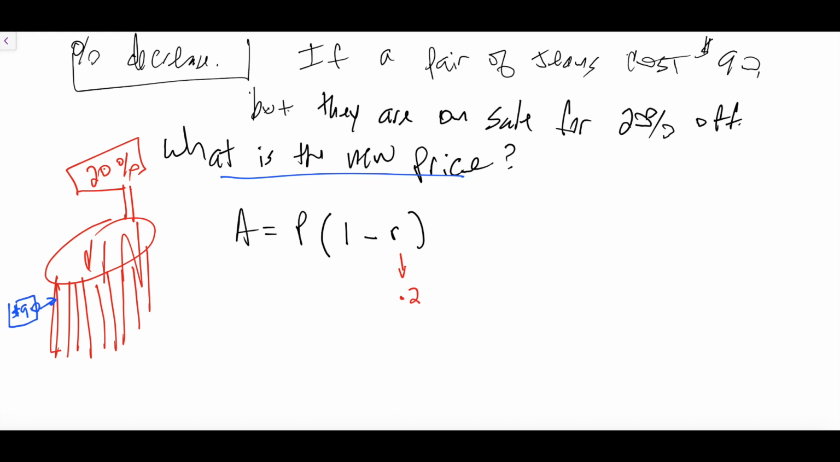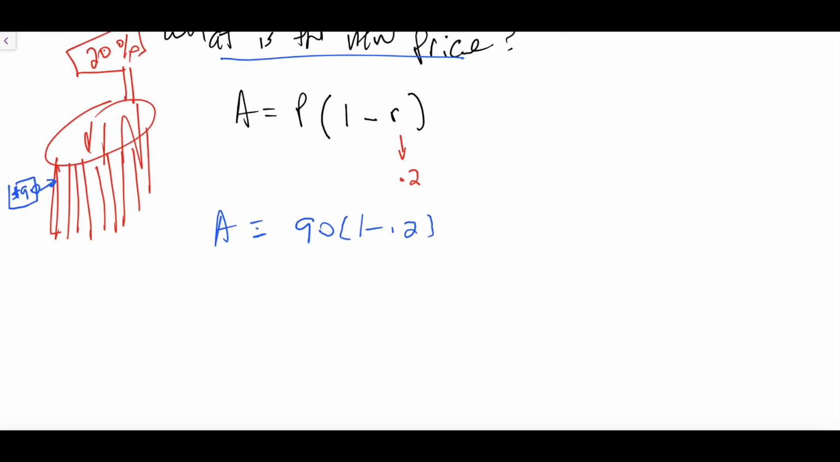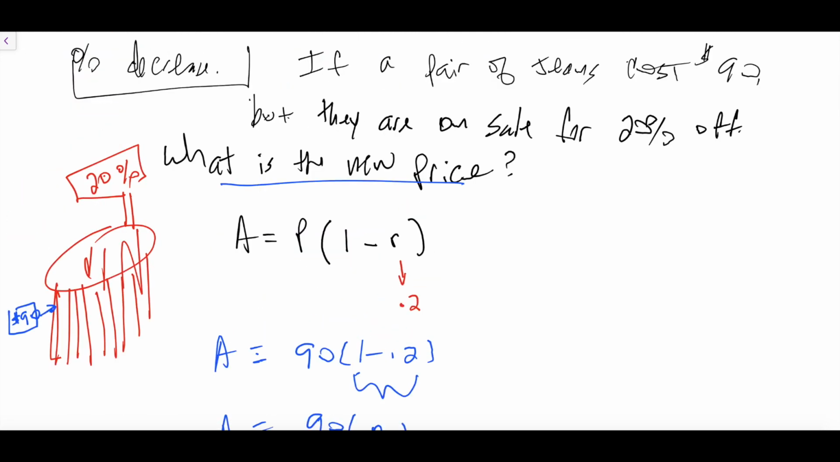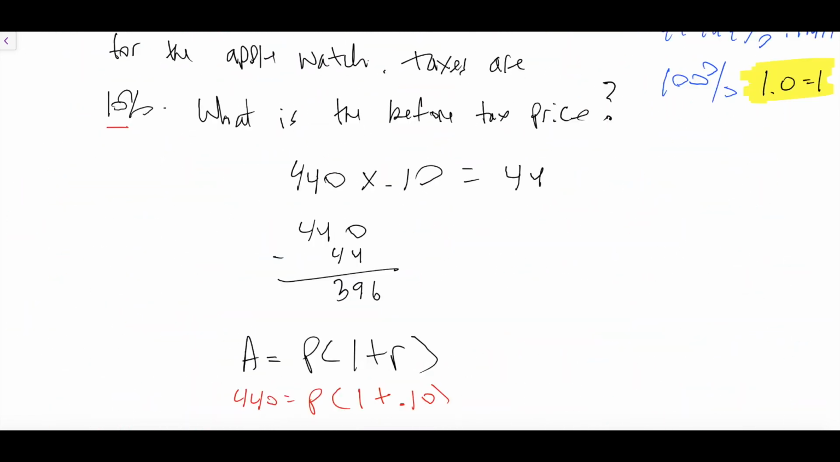So do we know the OG? 90. Is OG A or P? P. So 90, 1 minus 0.2, A equals. Got it. So let's go over here and figure out what that is. Well, could we do 0.8? So can you tell me what this problem essentially is saying in terms of our very first lesson?